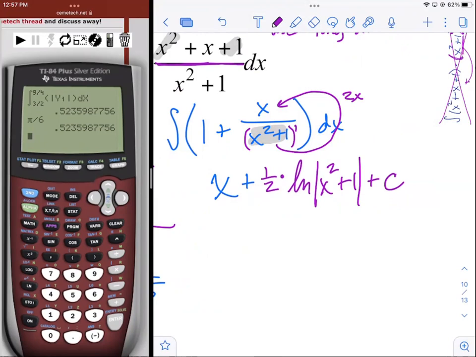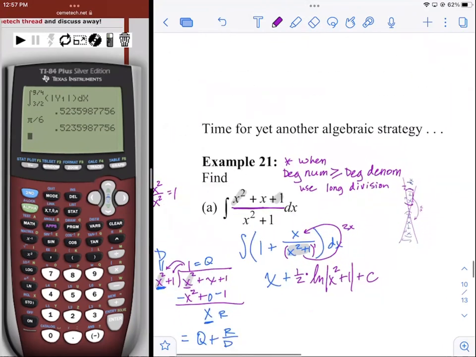All right, long division, and that's another AP strategy. So you'll have to know that. And again, this is easy to recognize because you'll have polynomial over polynomial. Completing the square didn't really seem like the thing to do here.